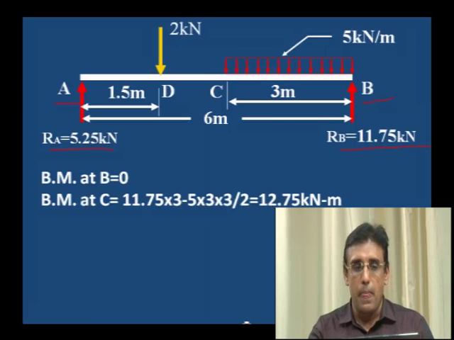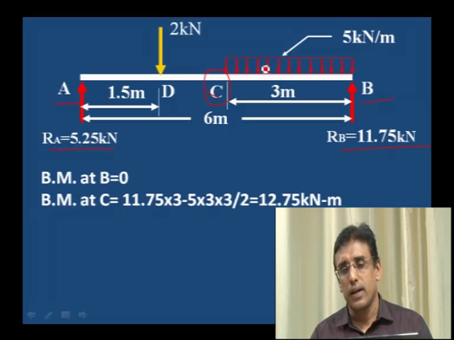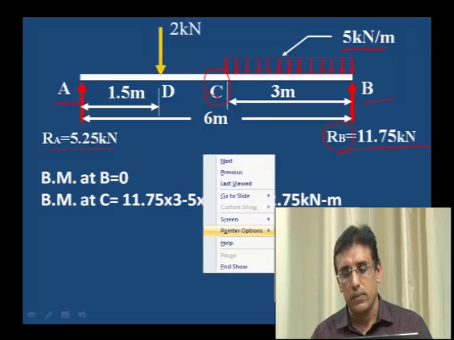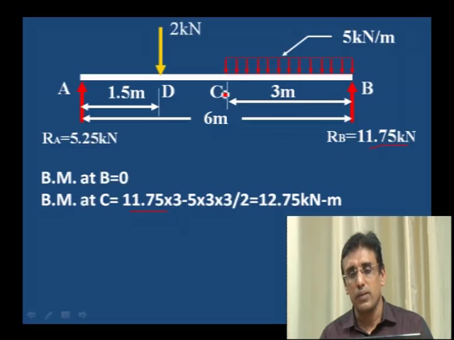Bending moment at C. On the right side of the point C there are two loads, one is 5 kilonewton per meter, and one more load is the RB value. Okay, 11.75 is the reaction, into the distance from C to B, which is 3 meter. 11.75 into 3, that is an anti-clockwise movement, that is why it is considered as positive.